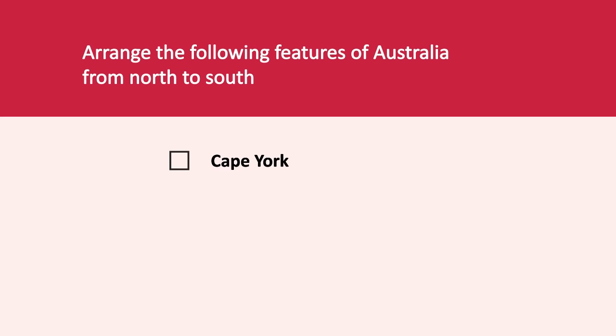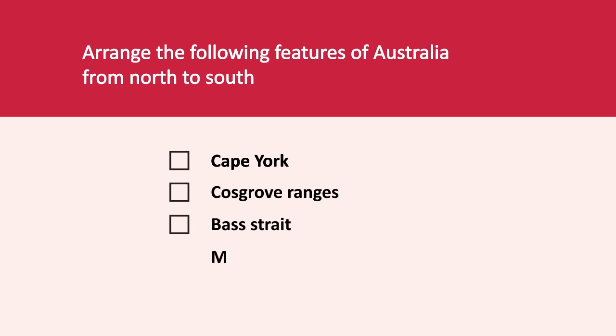Another question that can be framed, and that will be observation based, can be: arrange the following features of Australia from north to south. The options that can be given in this case can be 1. Cape York, 2. Cosgrove Ranges, 3. Bass Strait, and 4. Murray-Darling Basin. This question is observation based because unless the candidate has gone through the whole of Australia thoroughly, he won't be able to answer it.